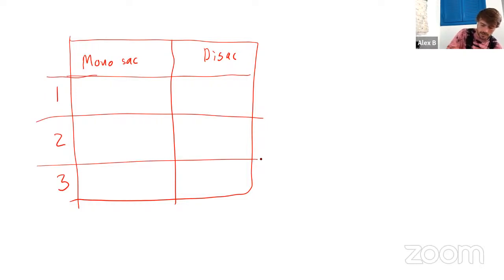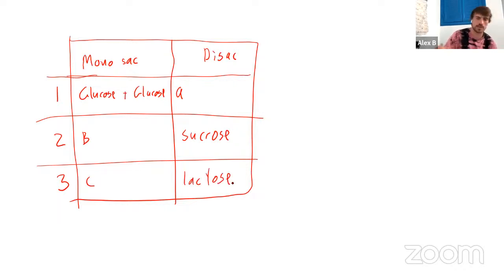I'll do a mixture. So this one, let's say glucose plus glucose, and this will be answer A. Answer B will be what makes up sucrose, and answer C will be what makes up lactose. So what does A, B, and C equal? Because you need to know all 3 of these for your exam.